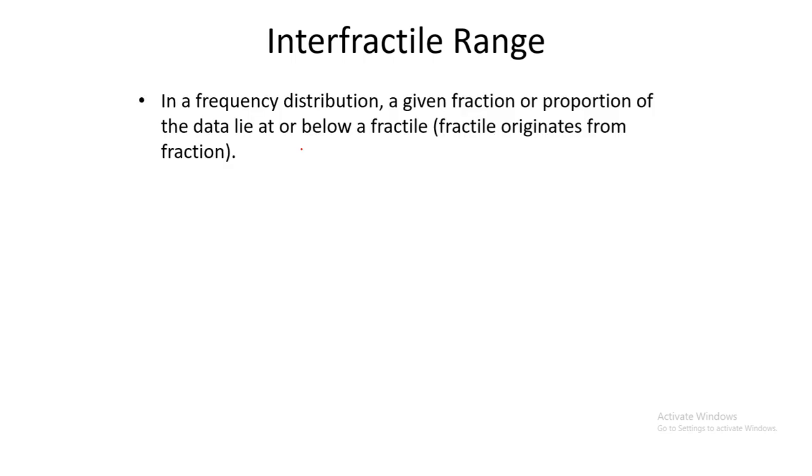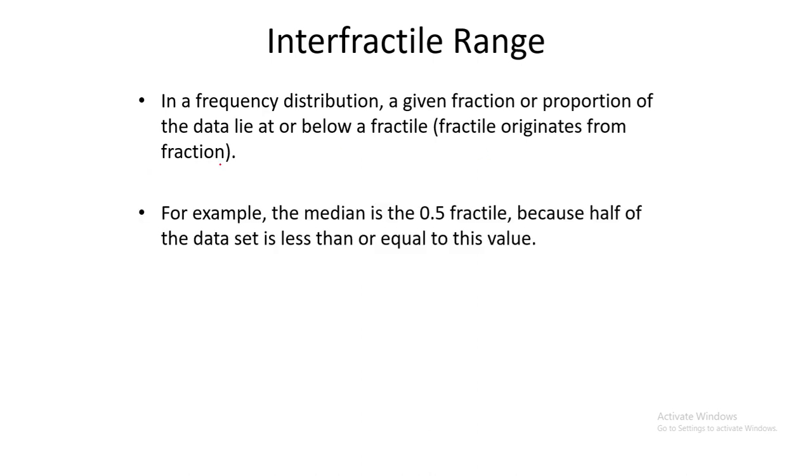Better than that is interfractile range. What is interfractile range? We give a fraction or proportion of the data that lie at or below a fractile. Okay, so fractile originates from the word fraction. So for example, the median is the half fractile. Why? Because if this is the whole data, right, median is right at the center. This is your median. So the half of the data is below it, or the half of the data is above it. Okay, so we can call it half fractile, 0.5 fractile.